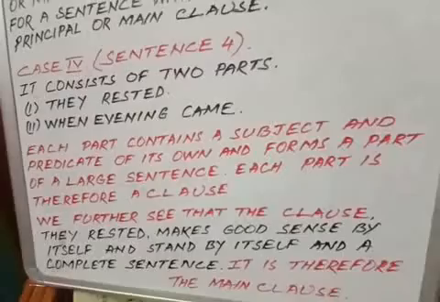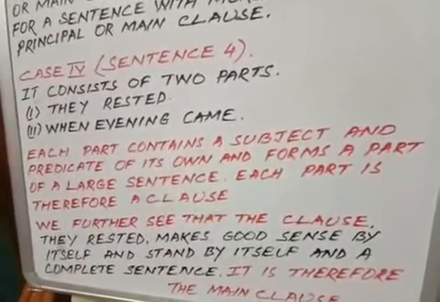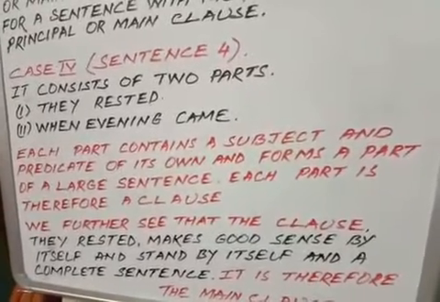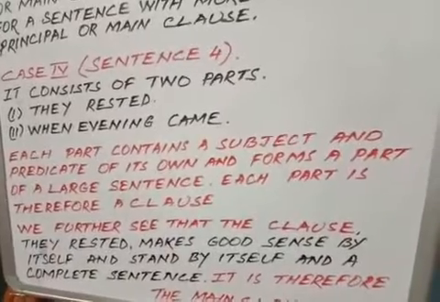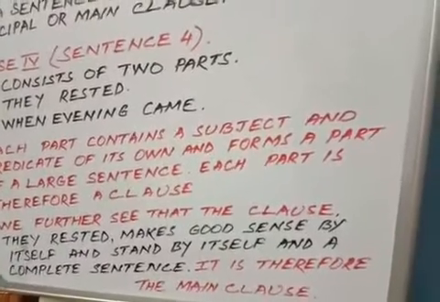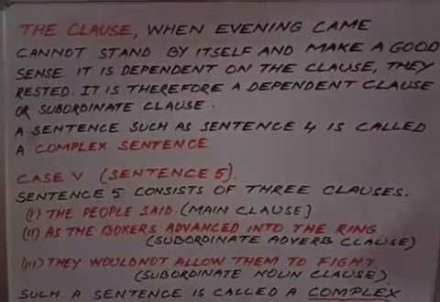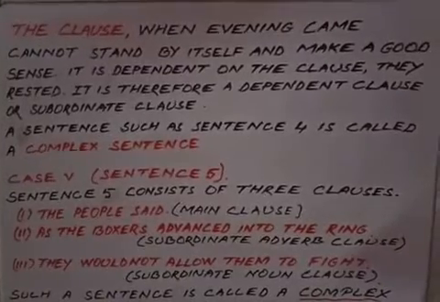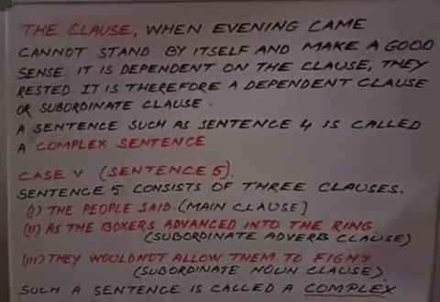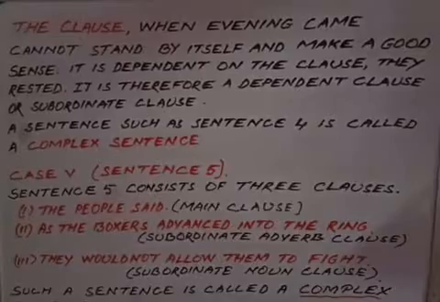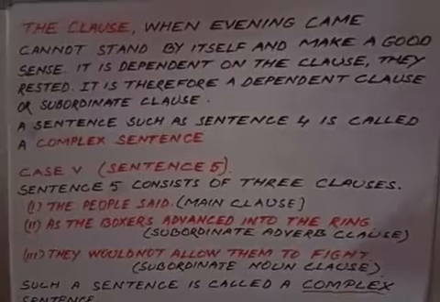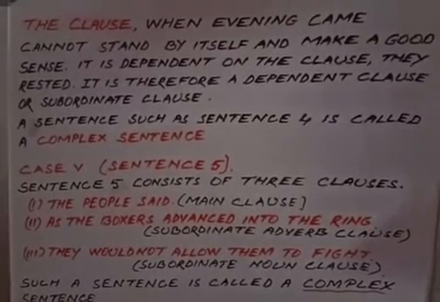We further see that the clause "they rested" makes good sense by itself, stands by itself and makes a complete sentence. It is therefore the main clause. The clause "when evening came" cannot stand by itself and make good sense. It is dependent on the clause "they rested." It is therefore a dependent clause or a subordinate clause. A sentence such as sentence 4 is called a complex sentence.